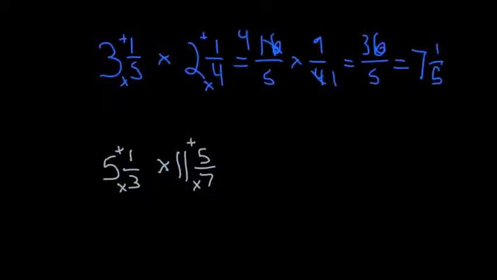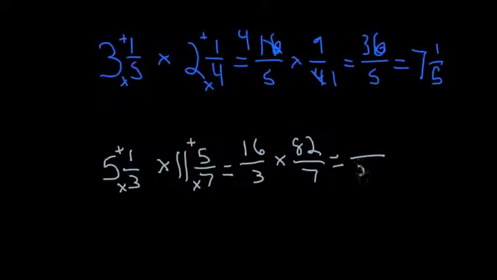Multiply, add. Multiply, add. So 5 times 3 is 15, plus 1 is 16/3. 7 times 11 is 77. 77 plus 5 is 82 over 7. So I look real quick, is there anything I can reduce? 16 and 7 don't share a factor, 3 doesn't go into 82, so there's nothing I can reduce here, so I just have to multiply this, and sometimes that's just what you have to do.